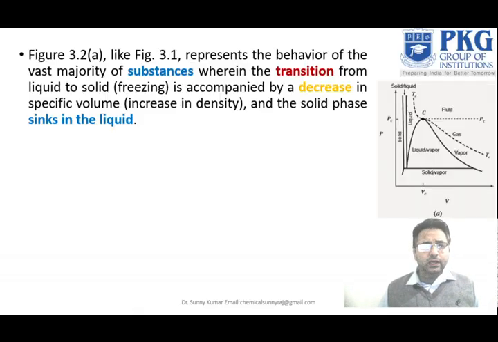Figure 3.2, like figure 3.1, the PT diagram, represents the behavior of the vast majority of substances wherein the transition is from liquid to solid. Liquid to solid means freezing. So when you reduce the pressure or decrease the temperature of water, what will happen? It is freezing, so it will become ice. Liquid to solid freezing is accompanied by a decrease in specific volume, an increase in density, and the solid phase sinks in the liquid.